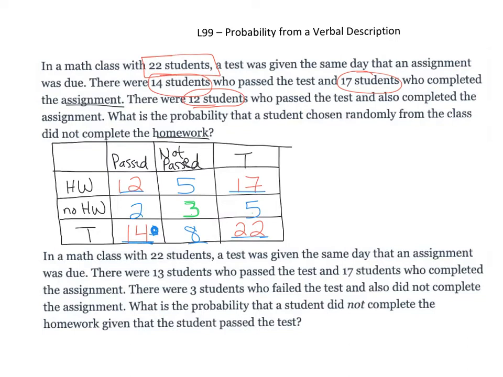So now on to what we're trying to find. We want the probability a student randomly chosen from the class did not complete the homework. So no homework. So if I look for this part, I have no homework is 5, and it's out of the whole class. There's nothing about a given or conditional probability, so that's just 5 out of 22. So moving down the page, look at the next one.